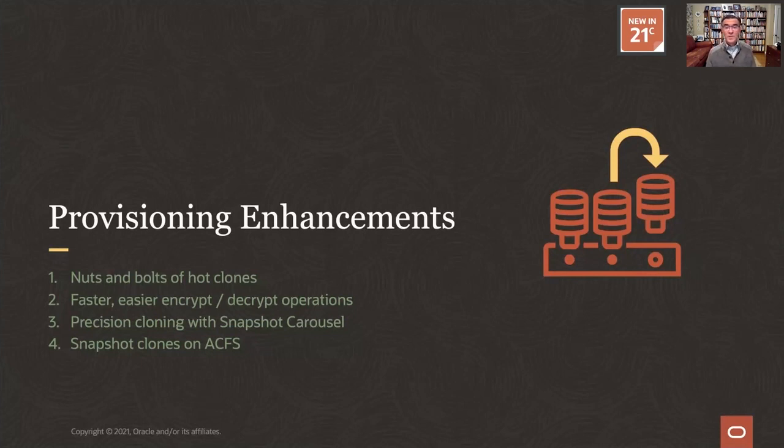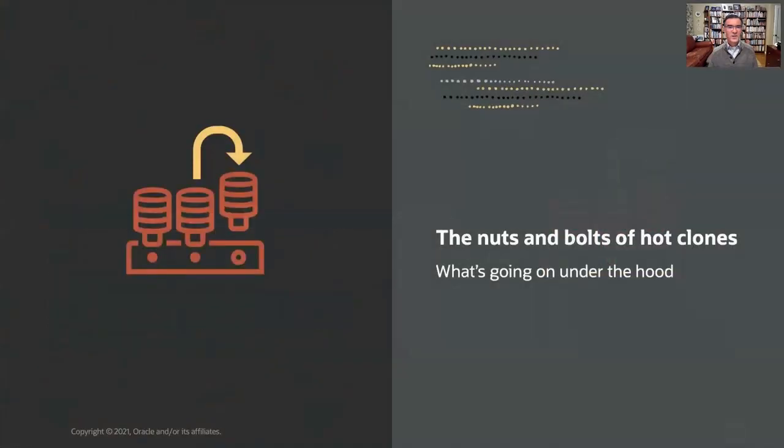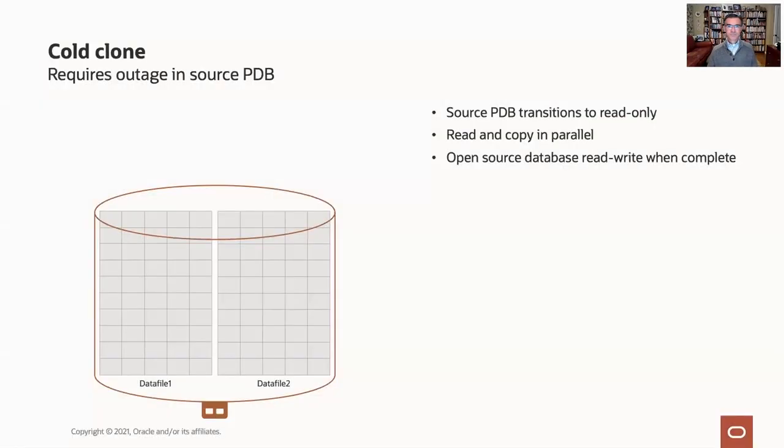Then we'll move on and talk about faster and easier encryption and decryption operations, what I call precision cloning with a snapshot carousel, and snapshot clones on ACFS. Not all sparse file systems are created equal, as we shall soon see. But first, let's explore the inner workings of cloning.